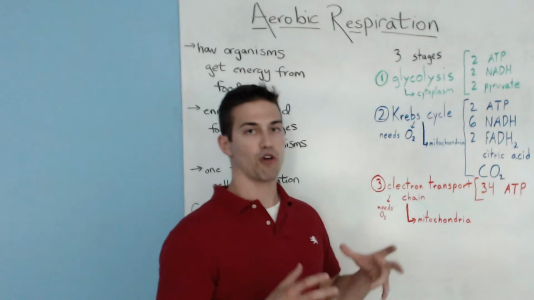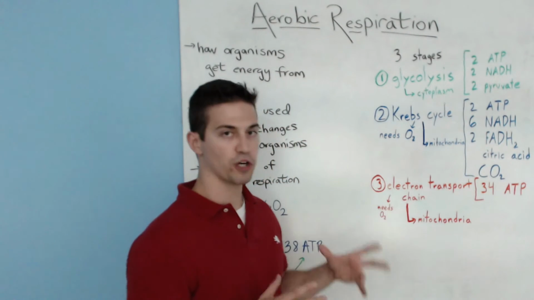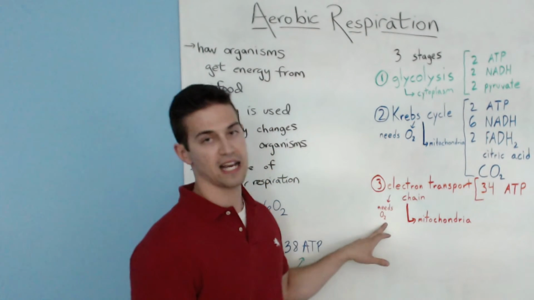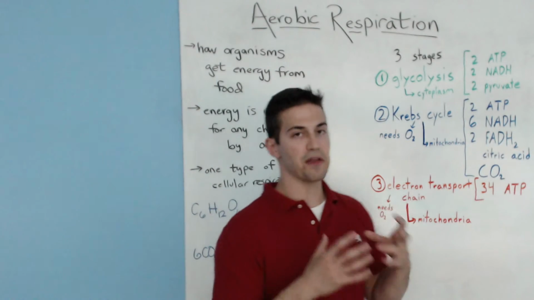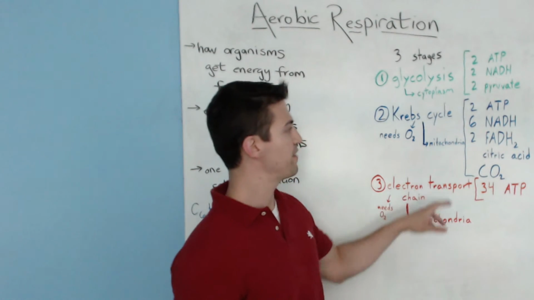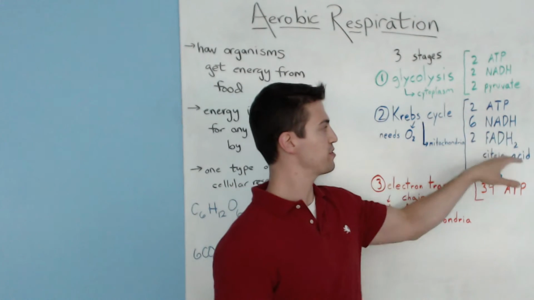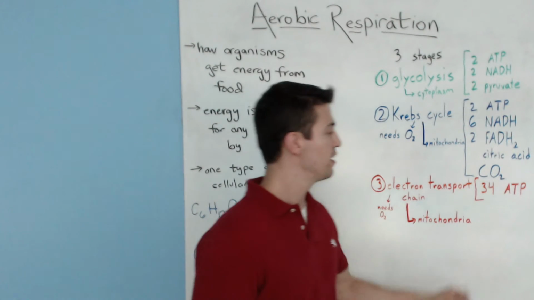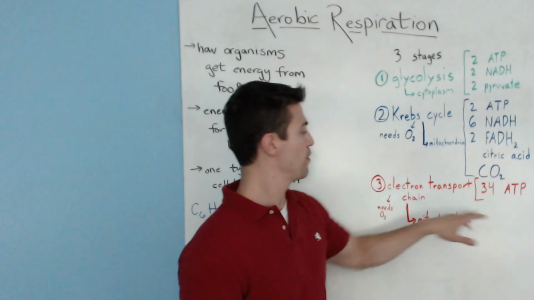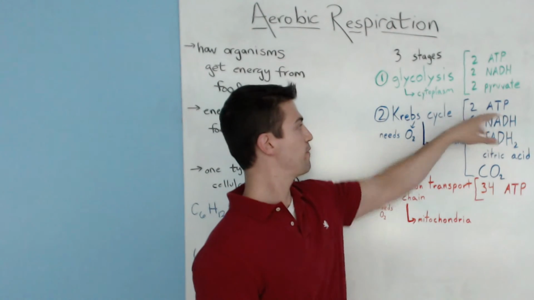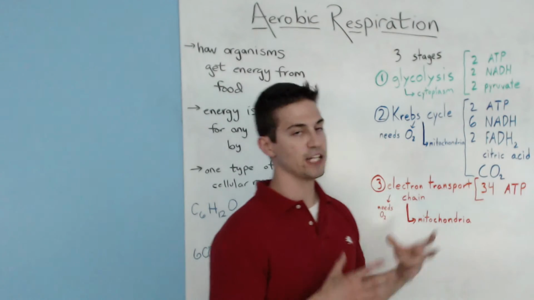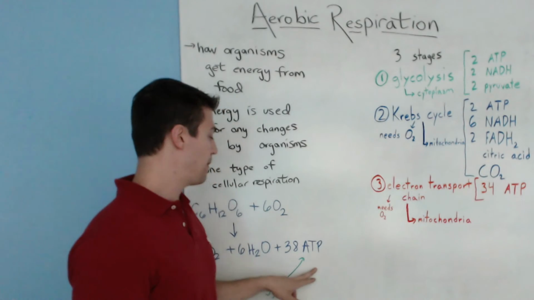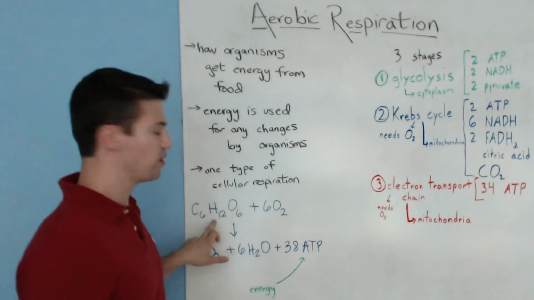The last stage of aerobic respiration is known as the electron transport chain, which also happens in the mitochondria, similar to the Krebs cycle, and it also needs oxygen. This is really the big money maker in terms of ATP production, in the fact that it takes all these NADH molecules and FADH2 molecules and makes a grand total of 34 ATP molecules. Now when you take these 34 ATP molecules from the electron transport chain, these 2 from the Krebs cycle and these 2 from glycolysis, that's where you get the 38 ATP molecules that are produced from 1 molecule of glucose.